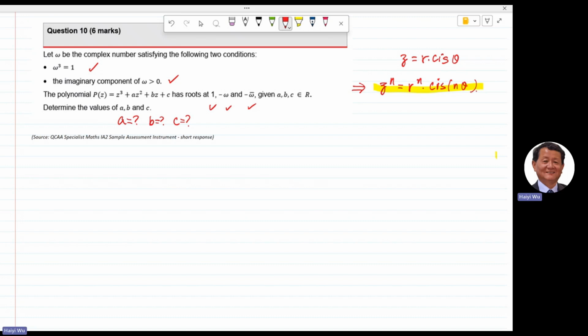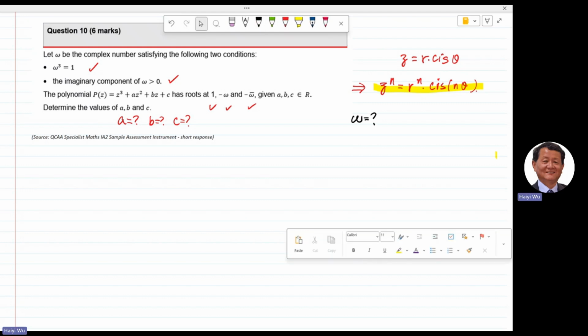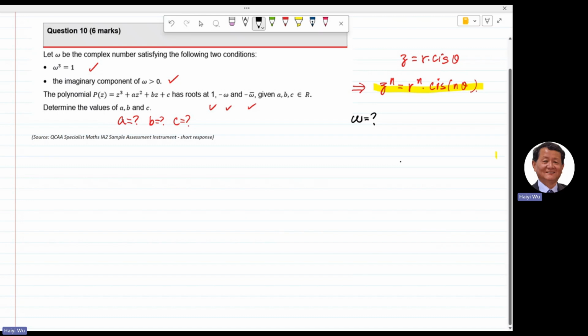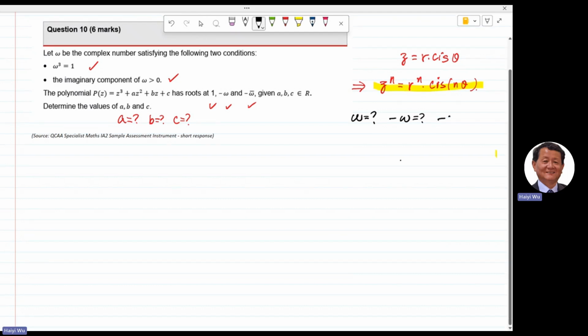So now we're going to solve for 2 things. First, we need to find out what omega is. Secondly, we need to determine what negative omega is, which is easy. Once you find out omega, you can find out all those 3 roots. So let's do that. Find omega first.